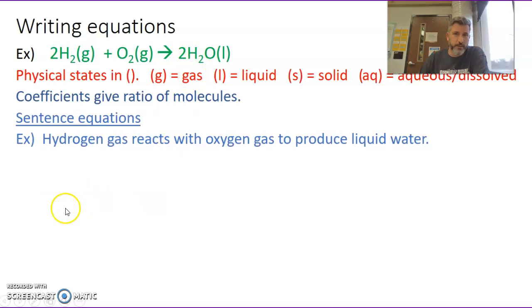So, writing a sentence equation. You could write this chemical equation as a sentence. You could say hydrogen gas reacts with oxygen gas to produce liquid water. And you'll be asked to do that a little bit. We'll practice with that a little bit later.